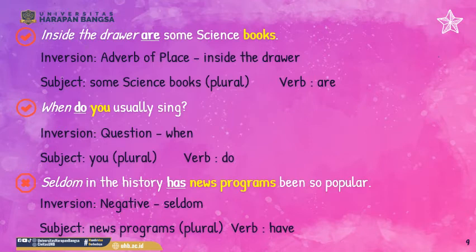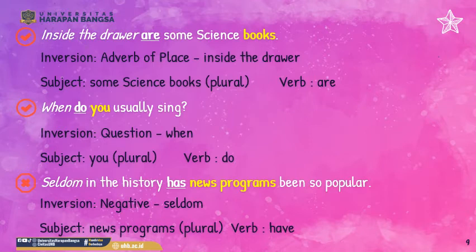And inversion can happen in questions, pertanyaan, negative, pernyataan dengan menggunakan negative, and then adverb of place, pernyataan dengan menggunakan adverb of place sebagai emphasis-nya. And then you can also have inversion in conditional sentence and comparative. Nah, remember the position of subject and verb in inversion ya. Verb dulu baru subject.